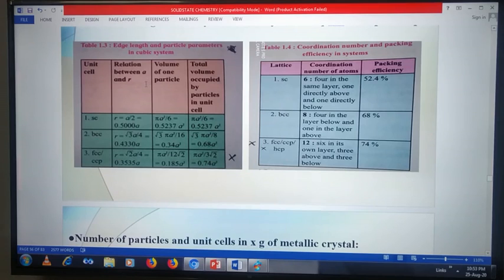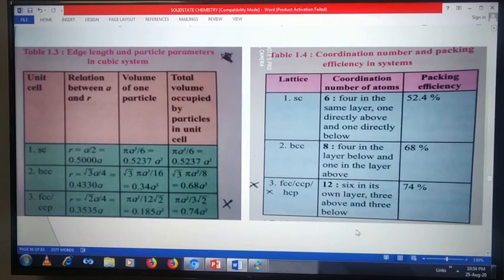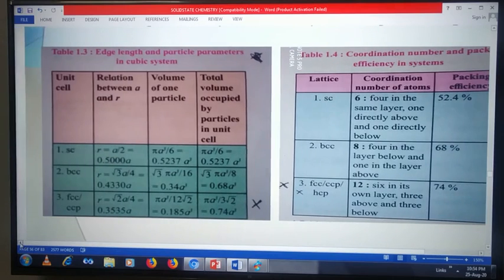edge length, radius, and the space occupied by the constituent particles vary in different types of lattices. So for that purpose, look at these tables in which all these points are gathered together. Just like a summary, here we can observe these tables. First of all, we can observe the edge length and particle parameters in cubic cell system. So first, the simple cubic unit cell.